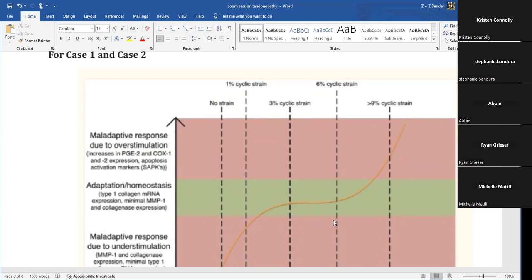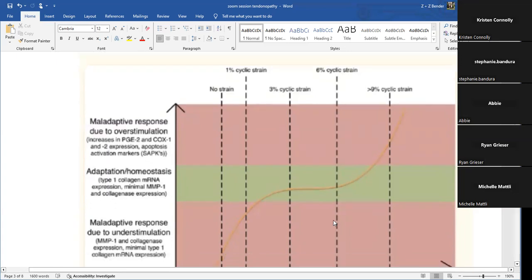And then the maladaptive response to understimulation. So now I have understimulation in the tendon and there's no load through the tendon. So I have a negative response if I have no strain in the tendon. And that's kind of the trade-off when we look at, hey, I'm going to put somebody in a boot for a while and I'm not going to load this tendon.